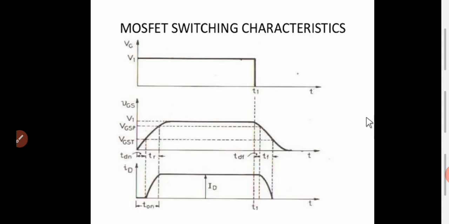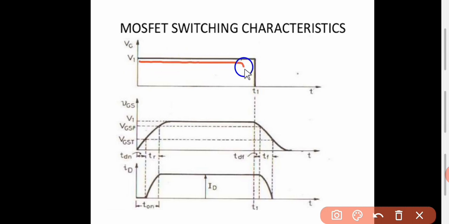Now the switching characteristics of the MOSFET. To turn on the MOSFET, we apply a positive gate pulse between gate and source. This is the positive gate pulse applied for time T1. When we apply the positive gate signal, initially the full voltage V1 does not appear across VGS. It increases linearly from this point to this point, so it takes time to reach the V1 value.